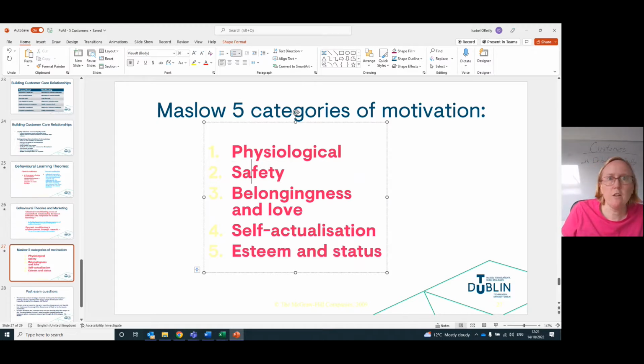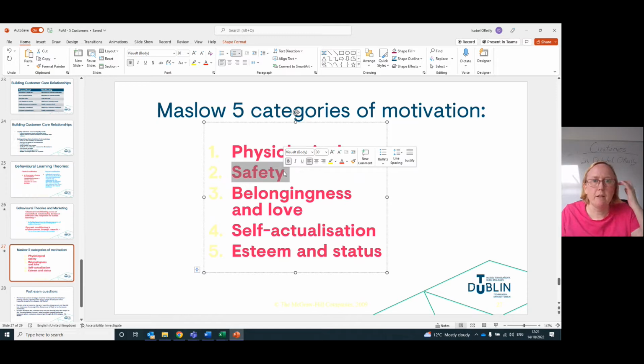Safety can also involve job security and, you know, whether you're going to get your degree and so on, all of those concerns about your job and where you are. Are there going to be redundancies?